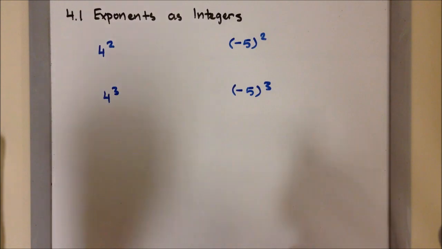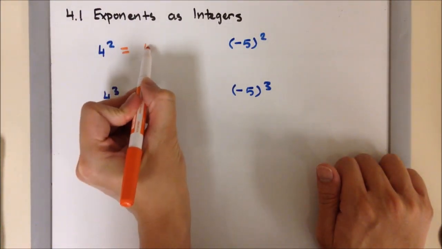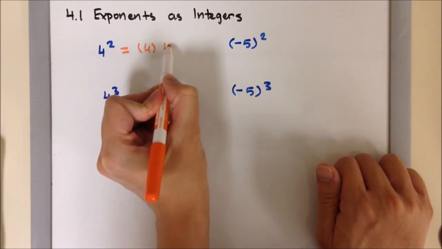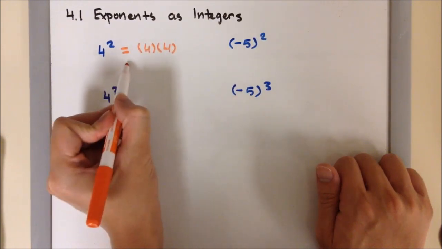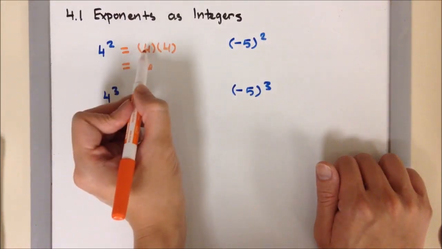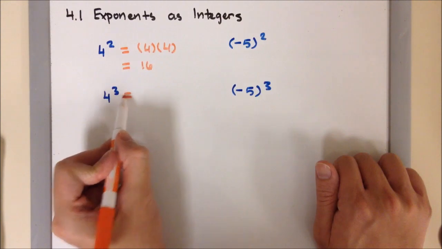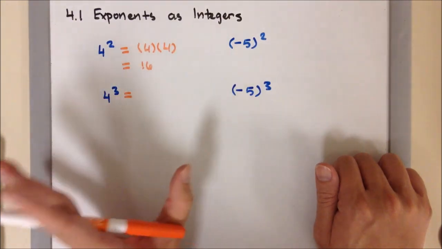Now, the first one, 4 squared, it simply means 4 times 4. So 4 times 4 is going to be 16. Now remember, positive 4 times positive 4 will be positive 16. 4 to the third power.